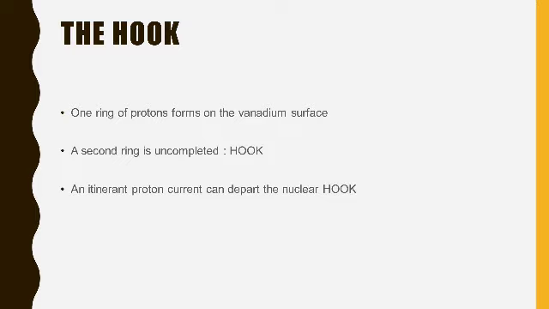It's lacking one proton, so there will be a possibility that the itinerant proton current can depart the nucleus here, go to a faraway atom or molecule, and be a catalyst there, and then the proton current would come back into this hook at the other end. So that's the basic concept I'm working on here.